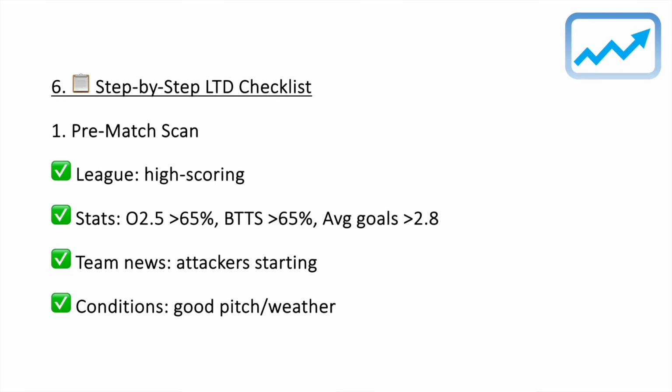Look at the team news. Make sure the main attackers are starting. If the 2 main strikers are out, that's not a good team to be looking to adopt this strategy in. Conditions. You want to have good weather conditions, as of course rain, dodgy, soft ground is going to affect the play from both teams. They're going to be much more cautious, less aggressive.